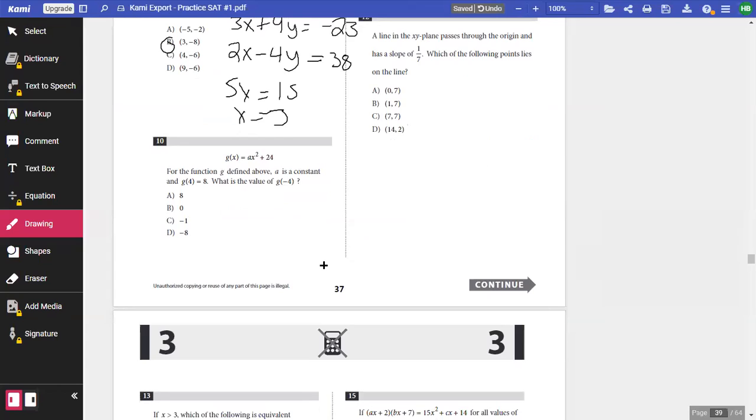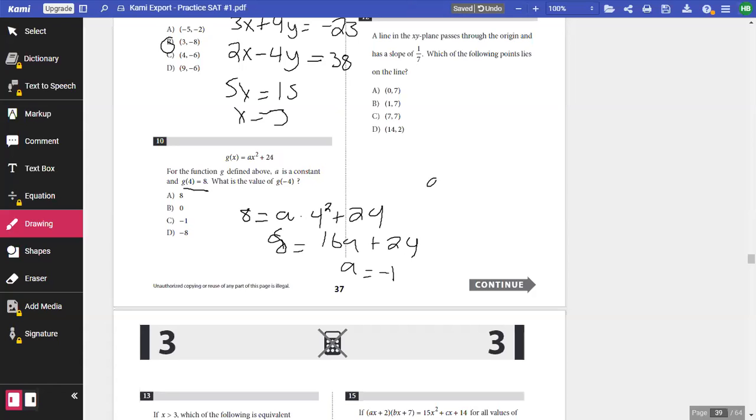Here we're given a polynomial, and they tell us g of 4 equals 8. So 8 is the output for g of x, and 4 is our input. So 4 is x. So we have 8 equals a times 4 squared plus 24, which is 16a plus 24. Solving for a, we get -1.